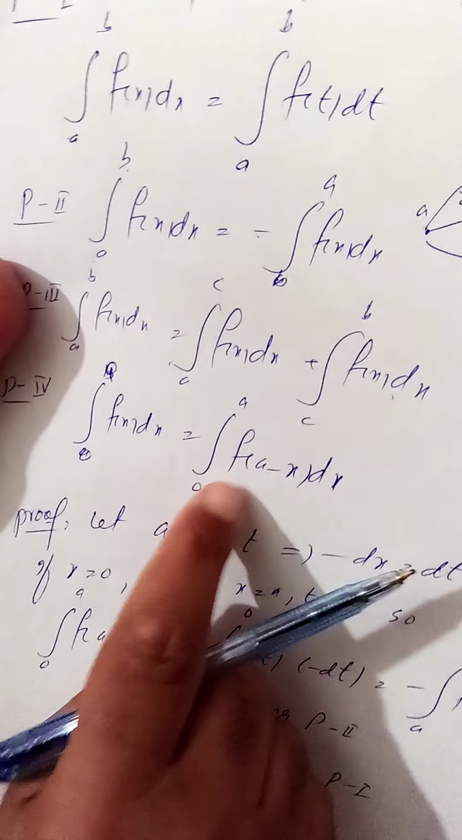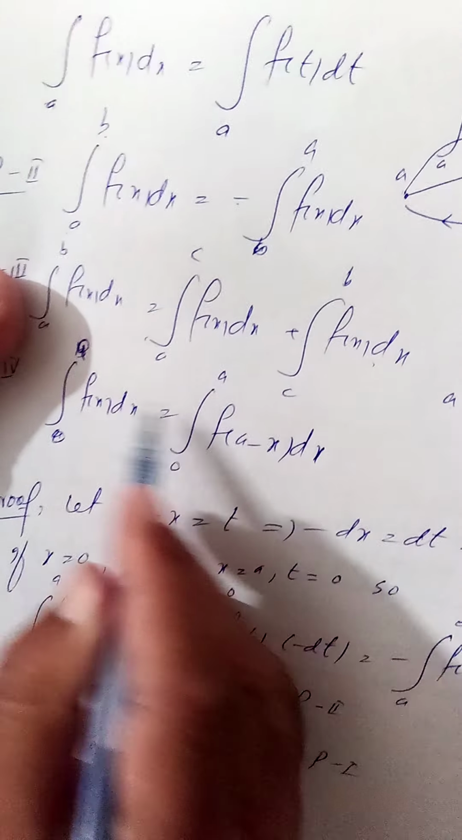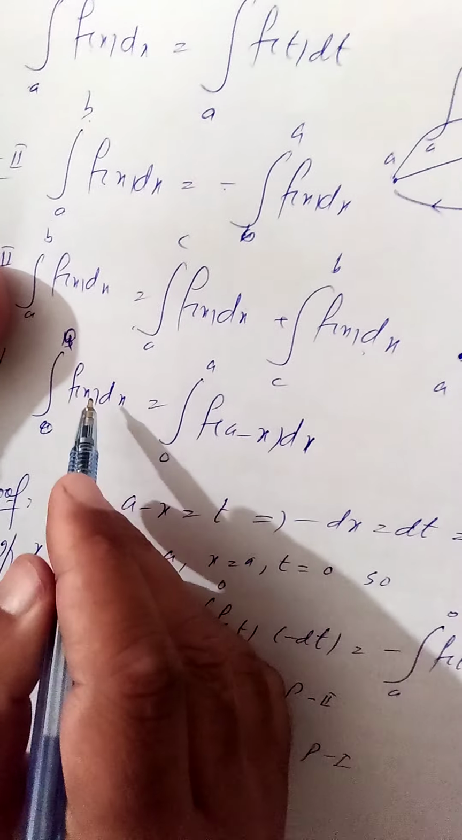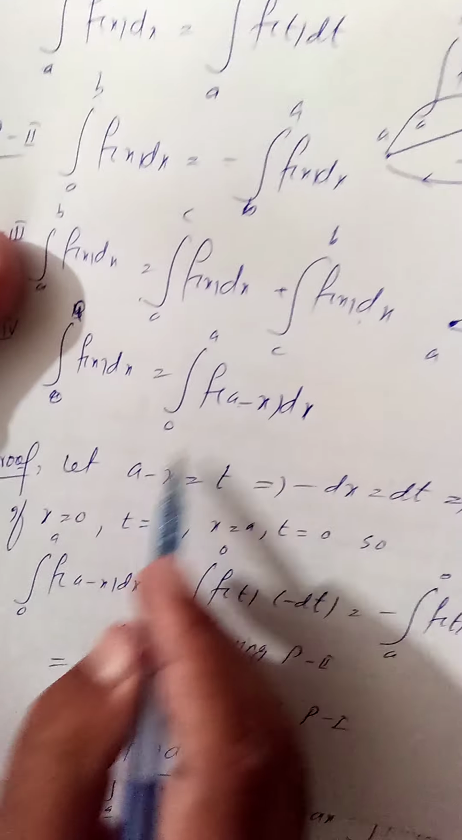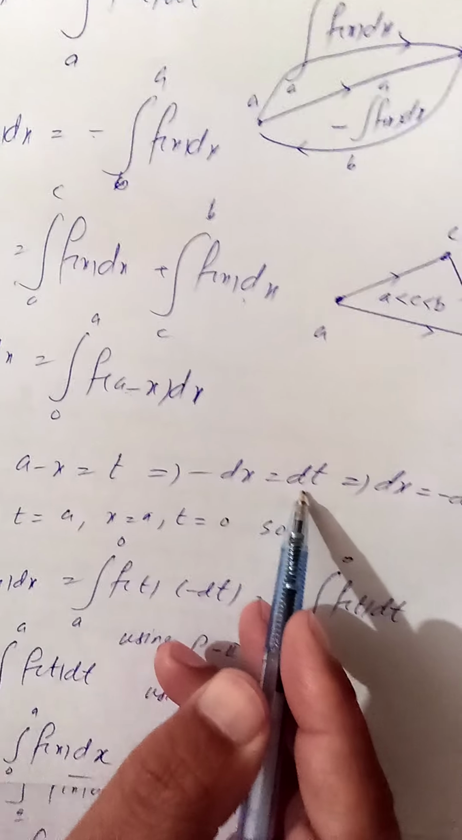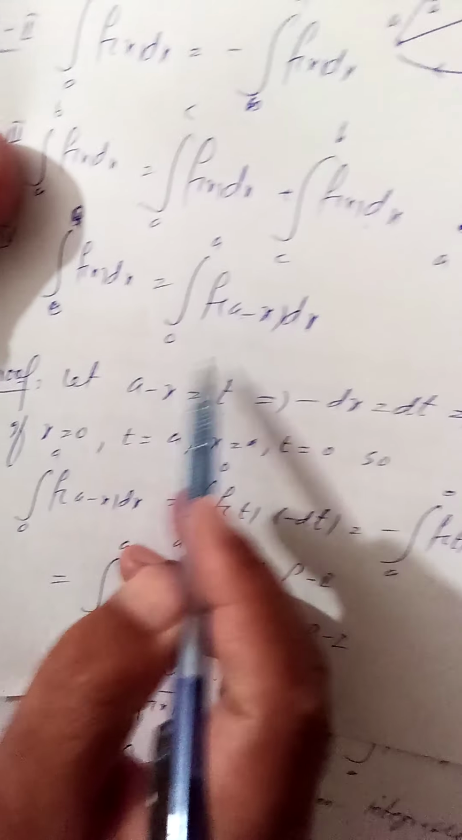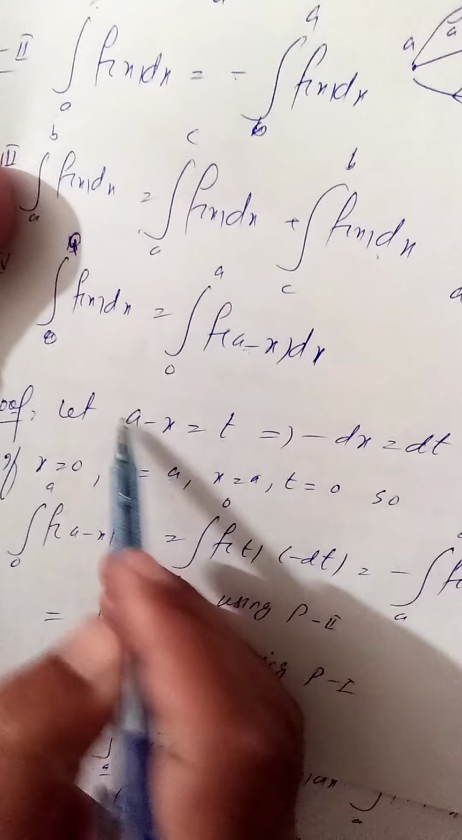So here, this property will be highly useful. Here the x variable is replaced by the upper limit minus x. So we convert this right-hand side to the left-hand side by putting a minus x equal to t. Differentiating, minus dx is equal to dt, so dx is equal to minus dt. If the lower limit x is equal to 0, then t is equal to a, because putting x equal to 0 gives t equal to a.